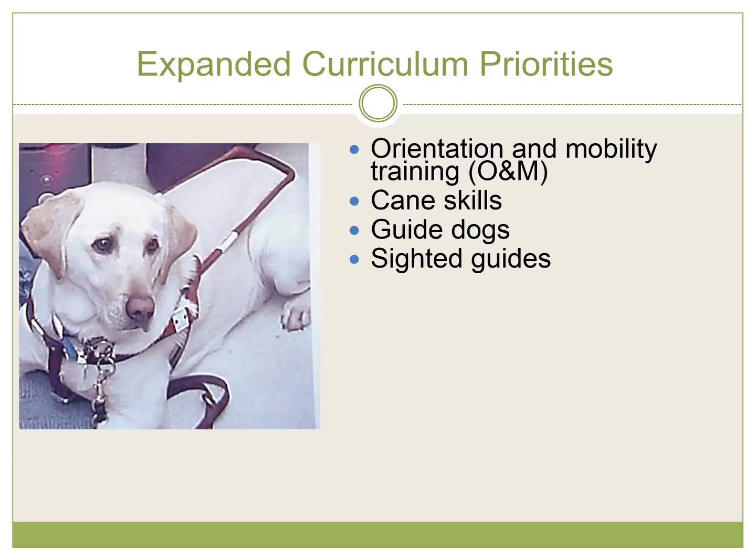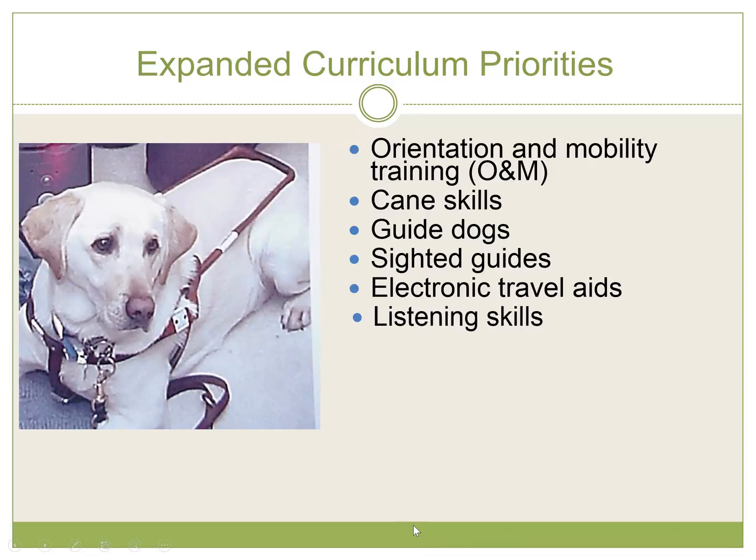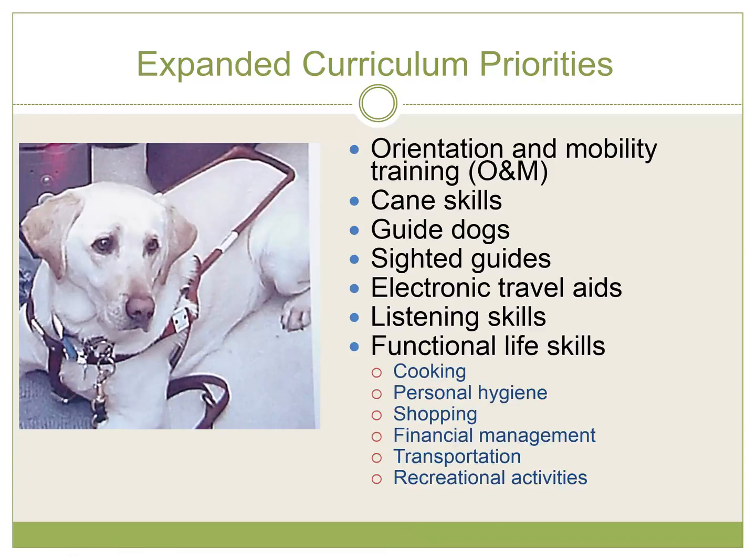Another way to get mobility is sighted guide, and so somebody could actually take your elbow, you would take their elbow if you were blind, and then you would walk with that individual. There's some techniques on that. Electronic travel aids, there's things like talking GPS, and those are very helpful. Using listening skills to orient yourself to your environment, very, very helpful.